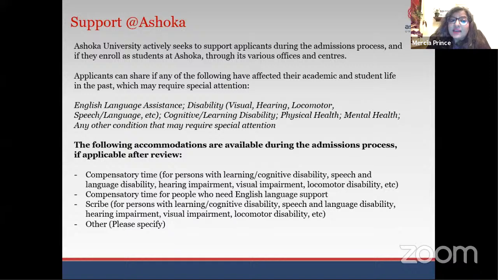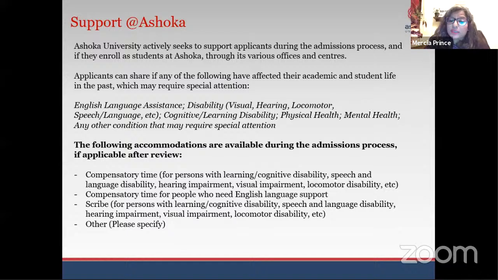So if that is there, whatever you have, please don't hesitate to fill this section, because this is our way of hoping that we can support you to the best of our ability from when you apply to hopefully when you get on campus as a student.